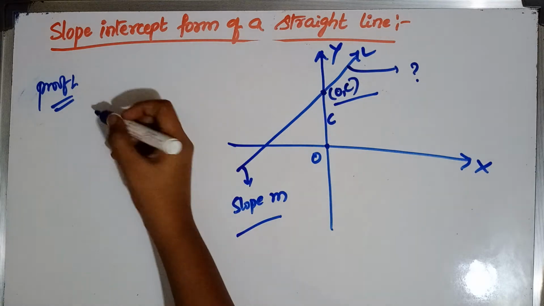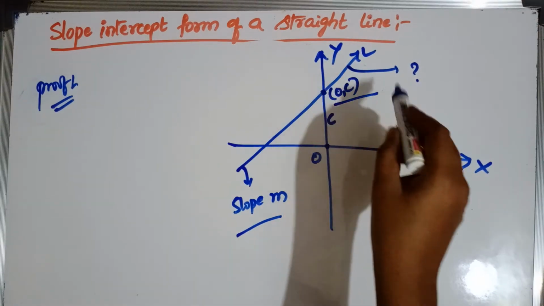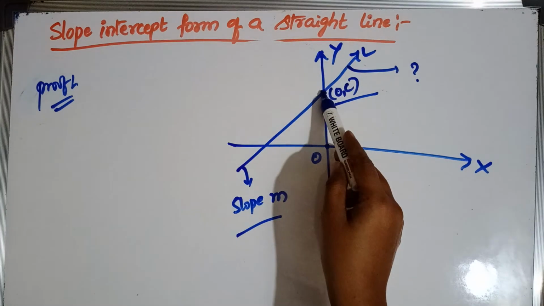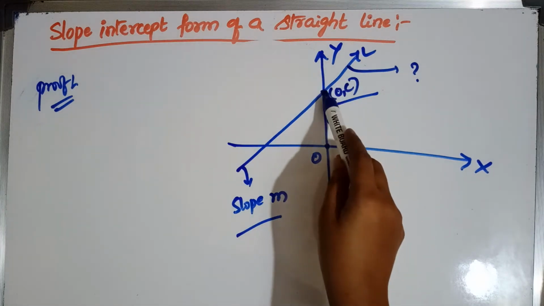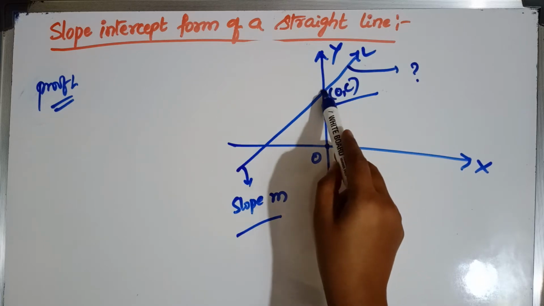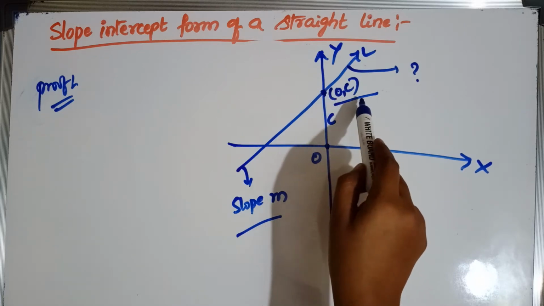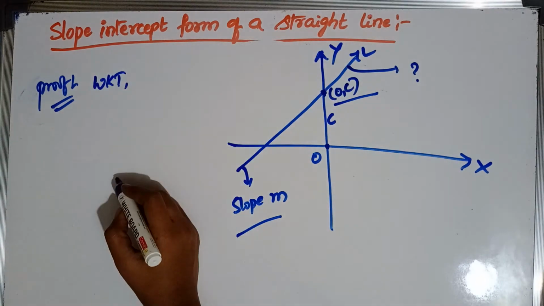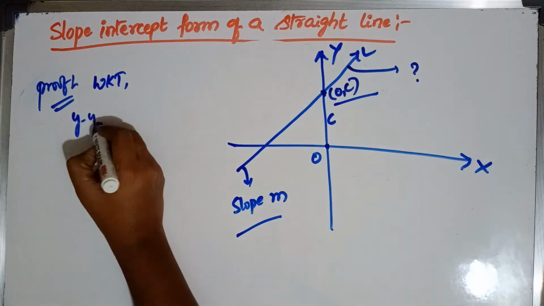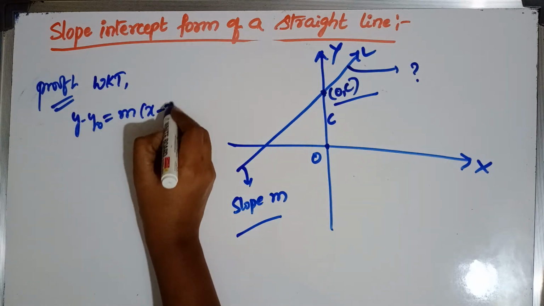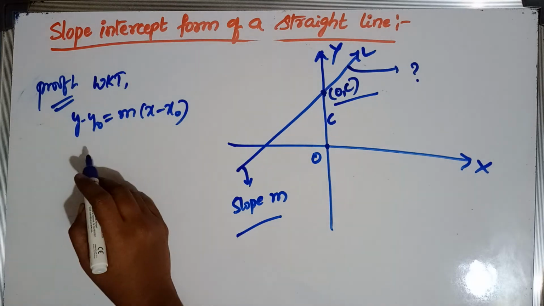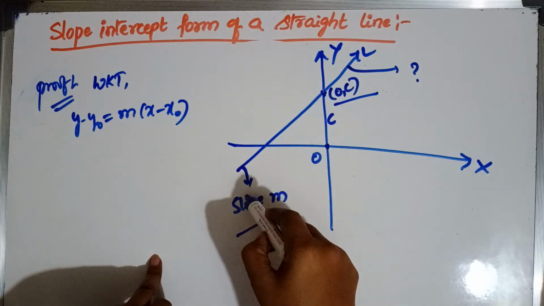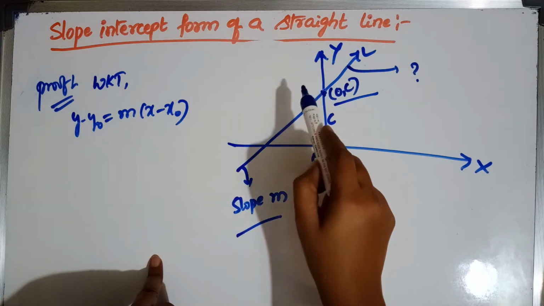Proof. So you need to explain this diagram. Let L be the line having the slope m which intersects the y-axis at a distance c above the origin. Therefore this line passes through the point (0, c). The equation of the line in slope-point form is y minus y0 is equal to m into x minus x0. By using this formula we can find the equation of this line, which has slope m and passes through the point (0, c).